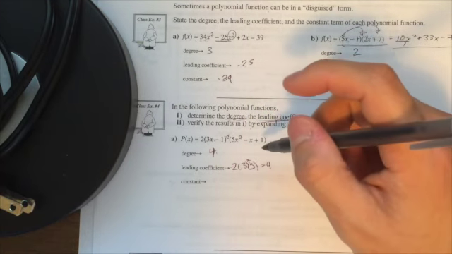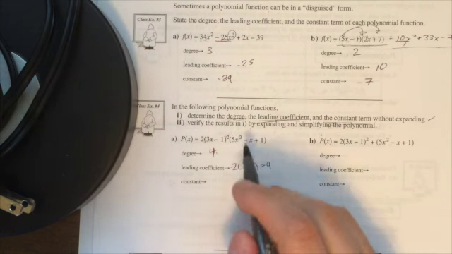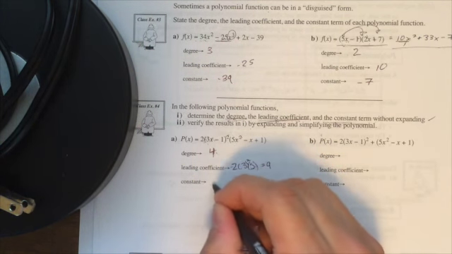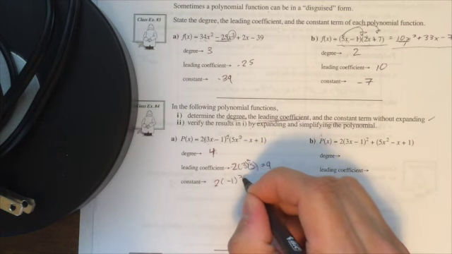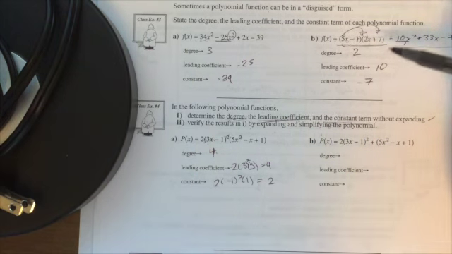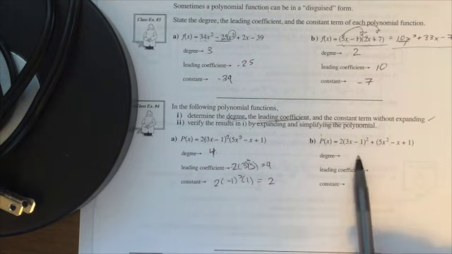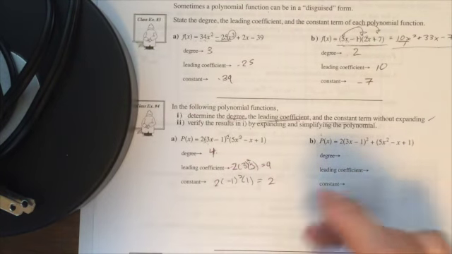The constant term, what we're looking at is anything that is not attached to a variable. So I'm going to end up multiplying that 2 by negative 1 squared, and I'm going to multiply that by 1, so my constant term should be 2 for this one. And you can do the exact same thing for this side here. I won't do that in the video here, but it's pretty self-explanatory.